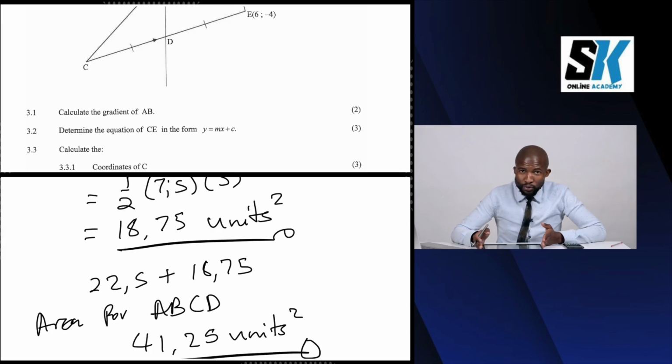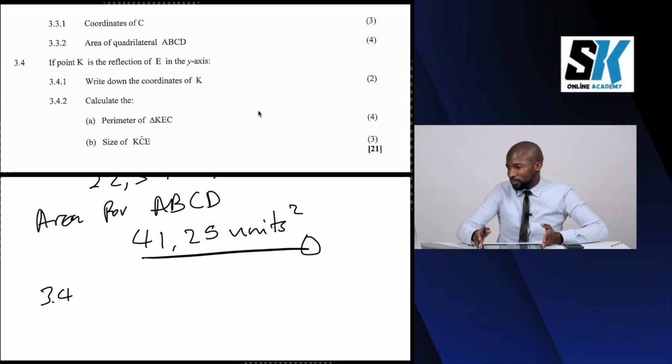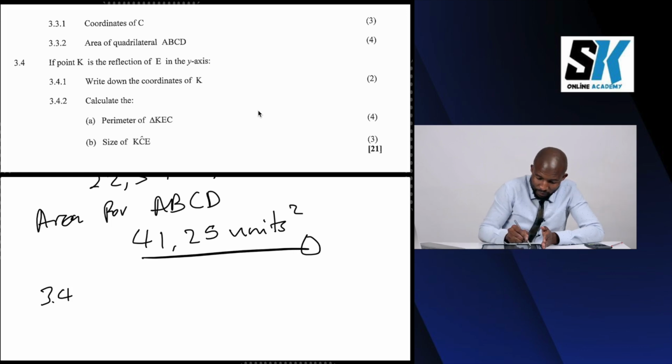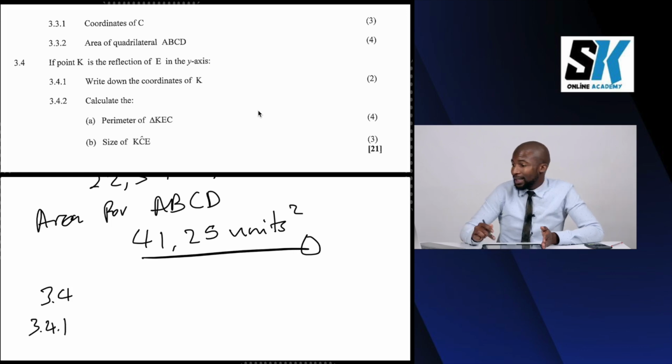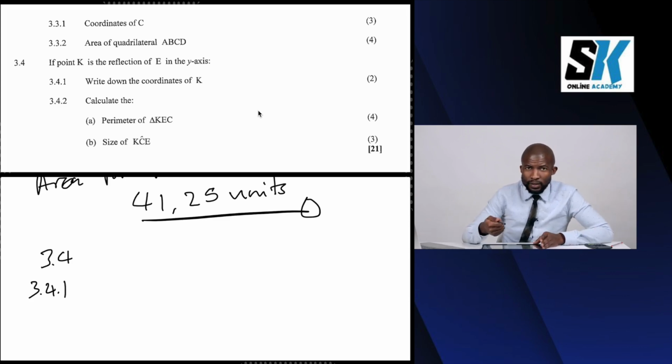And now we move on to the last one, which is 3.4, which is also in series as well. In 3.4, they're saying that if point K is the reflection of E in the y-axis, then 3.4.1 says write down the coordinates of K. So they told us that the point K is the reflection of E when it's reflected about the y-axis. We've dealt with a similar question in paper 1, where we spoke about the reflection.